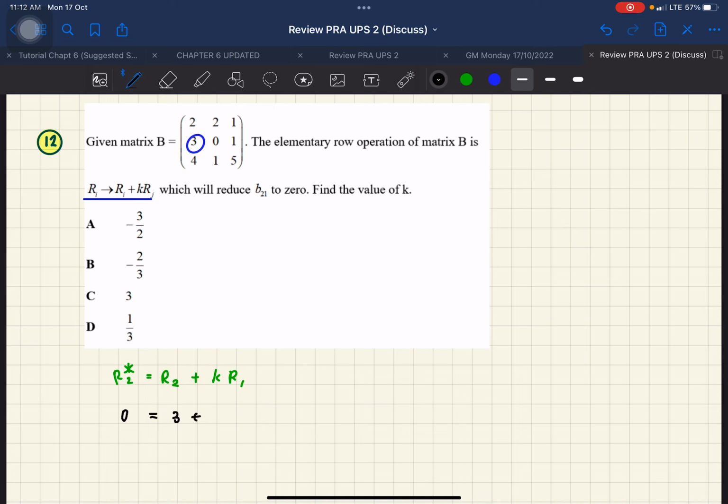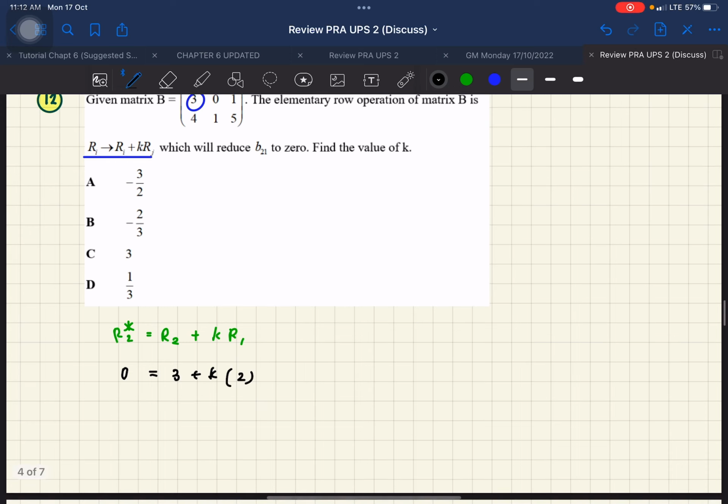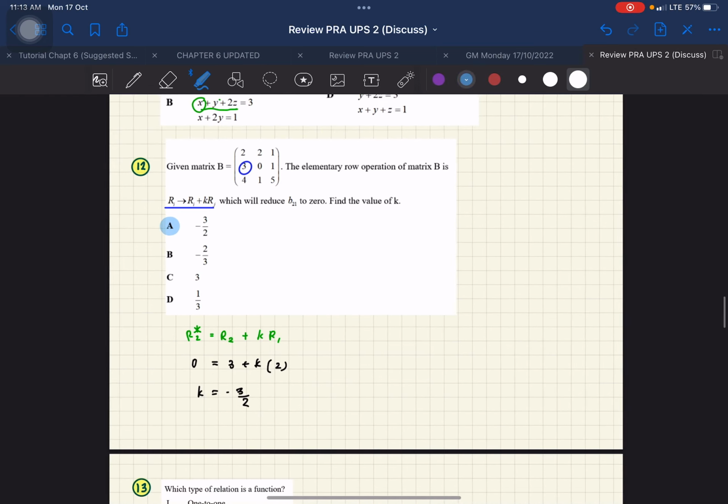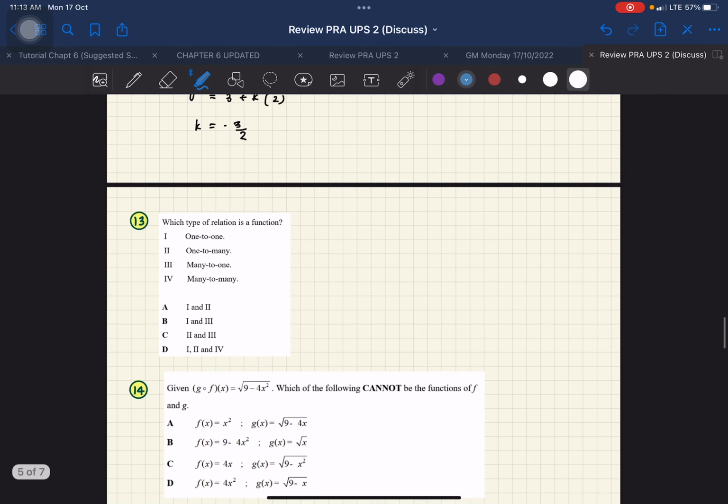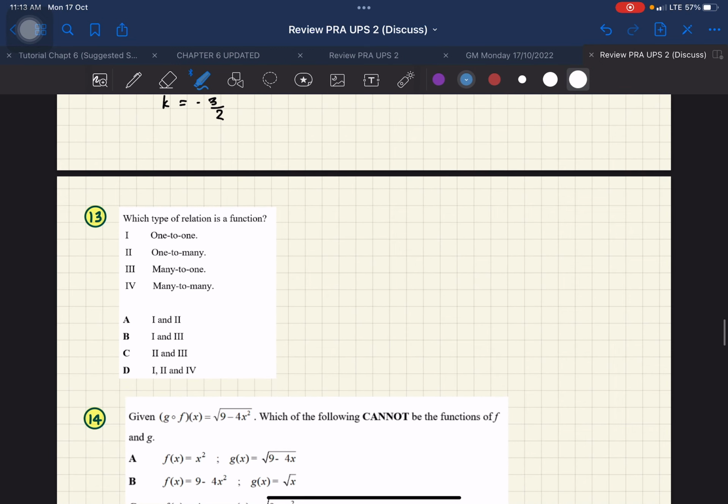And then plus with K, something that we don't know. And then R1, so R1 is element of the first row, which is 2. Okay, so pindah-pindahkan, awak akan dapat K equals to negative 3 over 2. The answer is ayam. Okay, so next one, number 13, which type of relation is a function?